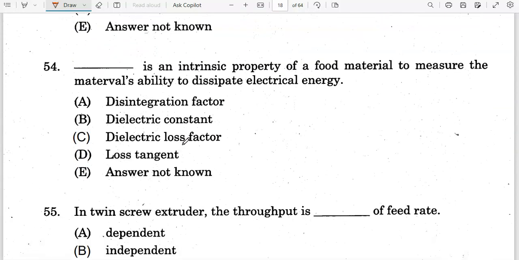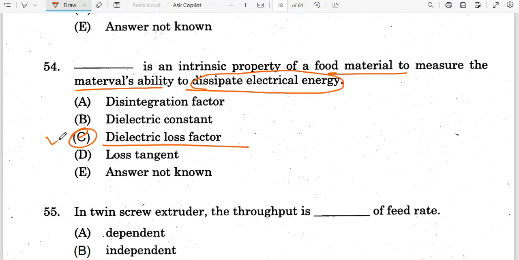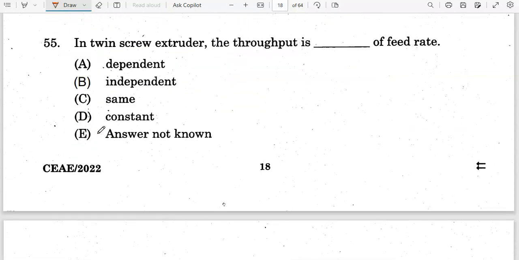So next question. Dash is an intrinsic property of a food material to measure the material's ability to dissipate the electrical energy. To dissipate the electrical energy, we use the dielectric loss factor. Option C is the correct answer. So in twin screw extruder, the throughput is independent of its feed rate. Throughput is always independent. Option B is the correct answer.